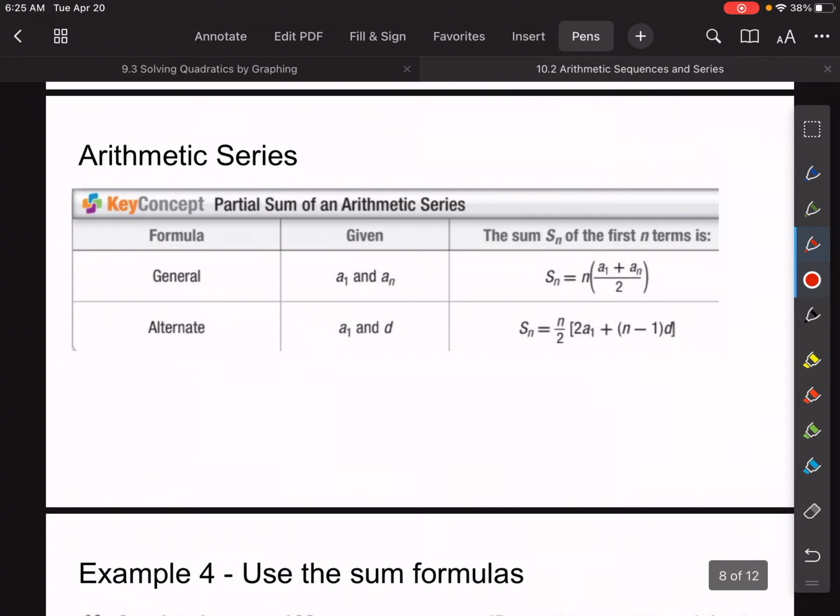Okay, the last thing that we have to do is the sum formula, you guys. So for this, the sum formula, if you wanted to find out what all of the terms in a sequence add up to, what we're going to do is we're basically going to find the average.